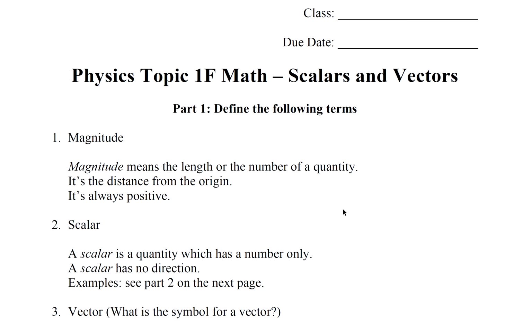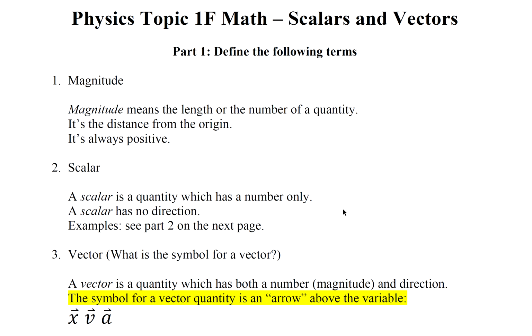Like I have 7 potatoes. We're 8 kilometers from home. A scalar is a quantity which has a number only. It has no direction. So we'll see some examples on the next page, hopefully.